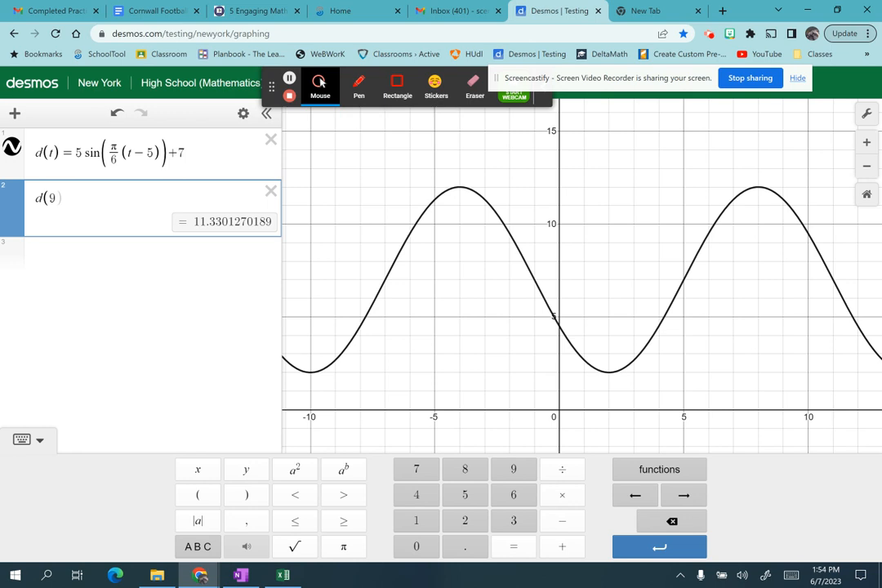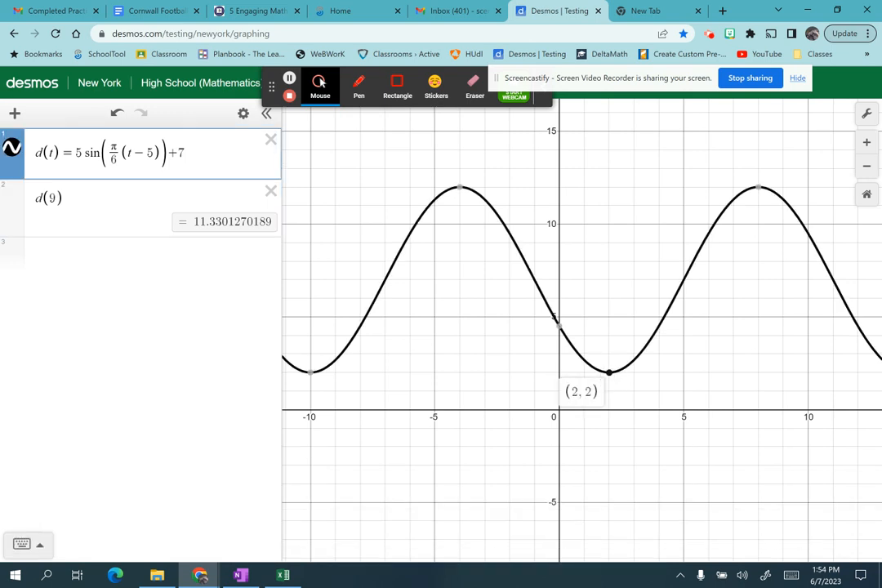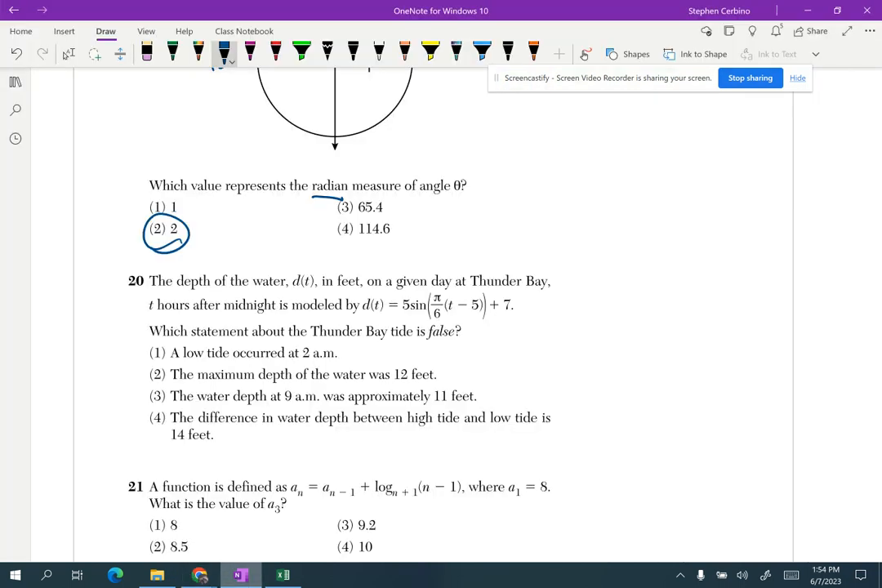And then it says the difference between low and high tide is 14 feet. It's not. Low tide is at 2, high tide's at 12, so the difference of 2 and 12 is 10. So this one is false.